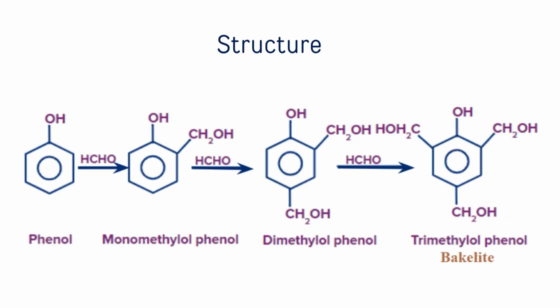Structure of bakelite. By adding HCHO to phenol, we will have monomethylolphenol. By adding one more HCHO, we will have dimethylolphenol. By adding one more HCHO, we will have trimethylolphenol, which is called bakelite. This is the basic structure of bakelite.